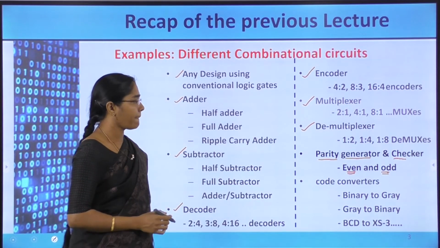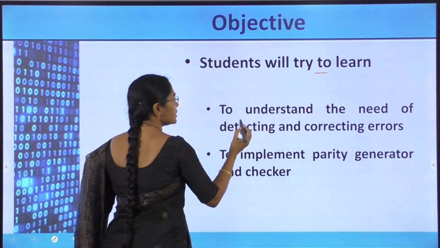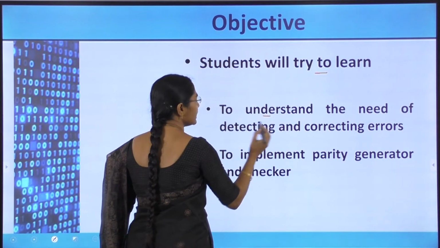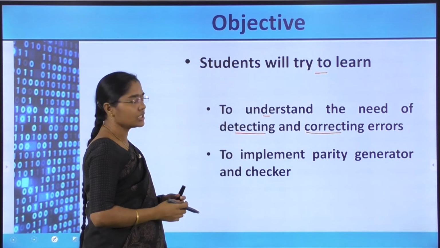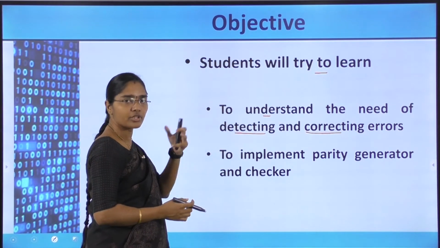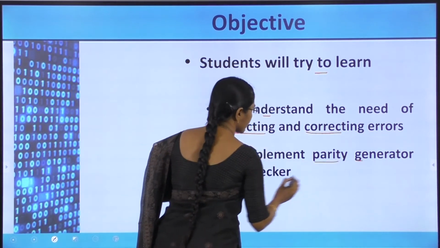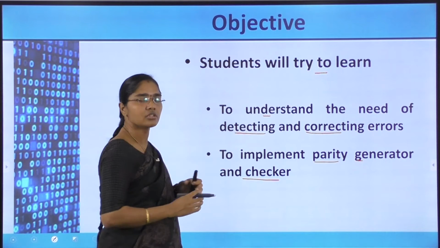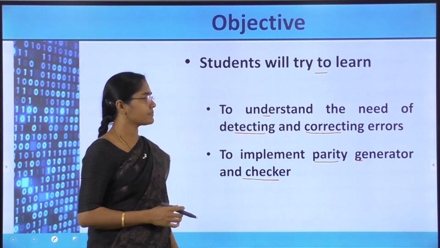Let us see the objective. You are going to learn to understand the need for error detection and correction. So, what is the need of detecting and correcting errors? We are going to understand it. And then, the implementation of parity generators and checkers with logic gates, we are going to see in this lecture.